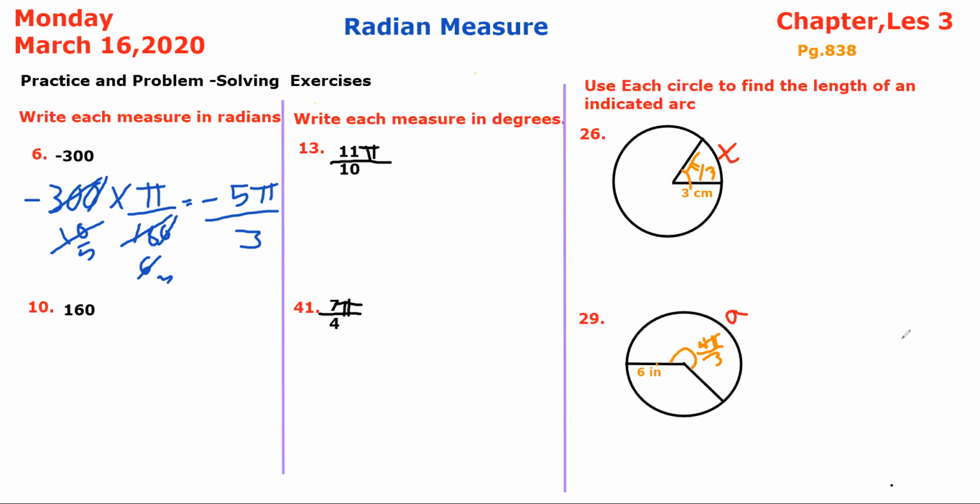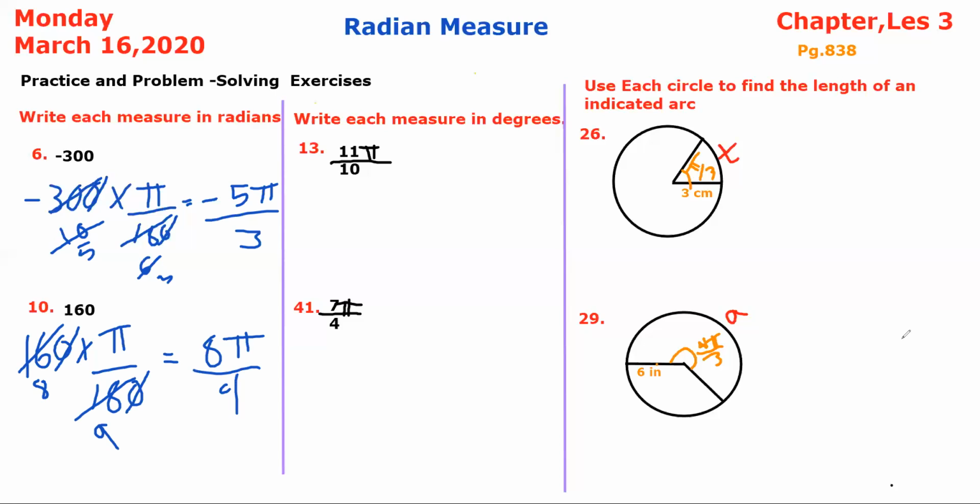What about number 10 here? 160 multiplied by π over 180. Zero cancel zero. 16 over 2 is 8. 18 over 2 is 9. So it is 8π over 9. So 160 is 8π over 9.